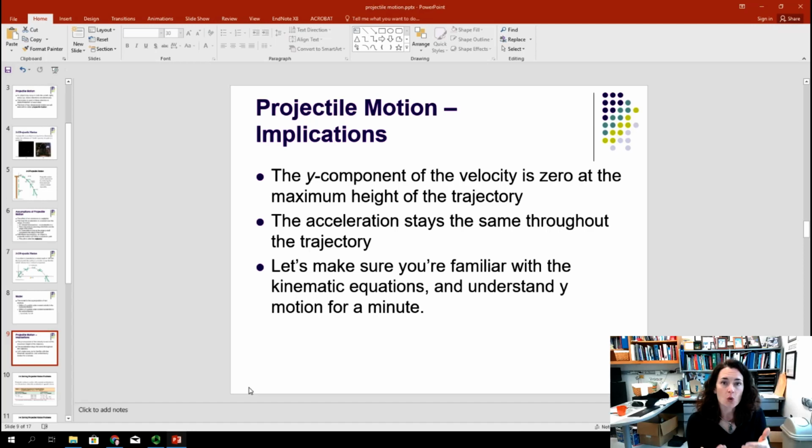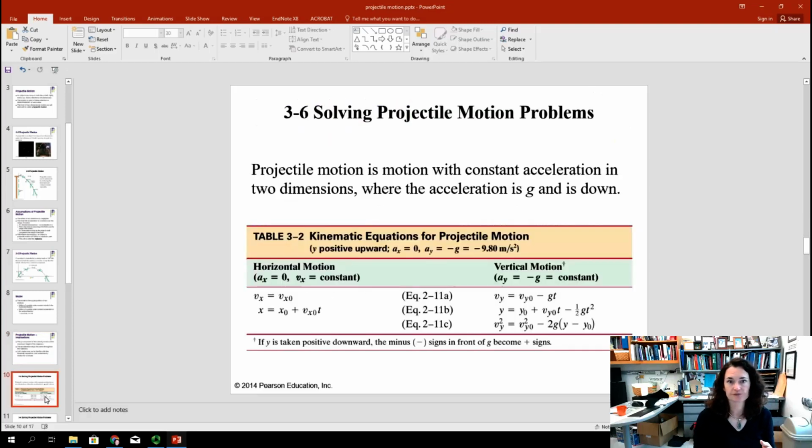So let's review what equations you might have to deal with so that we can understand this y motion. These are the equations that you're going to use. It's the free fall equations that we've already gone over. Okay? So for the y direction, you've got three possibilities for equations to use. The velocity in the y direction will equal the initial y velocity, minus the acceleration times the time.